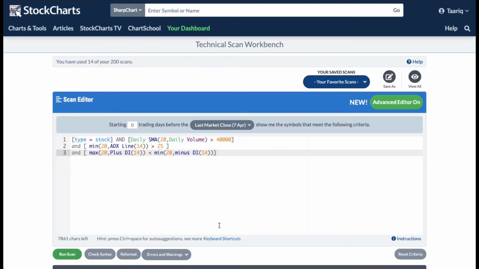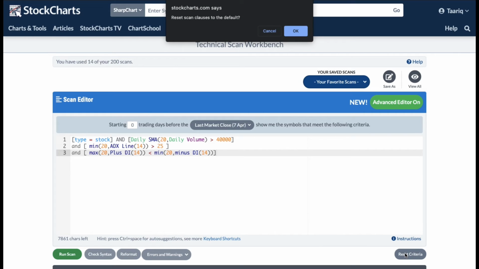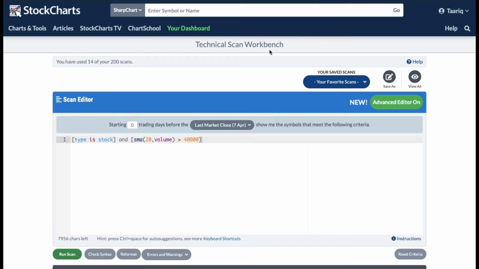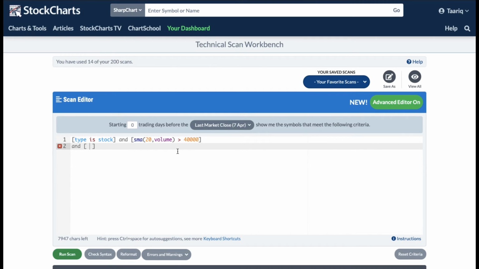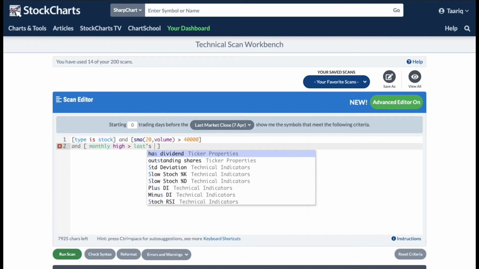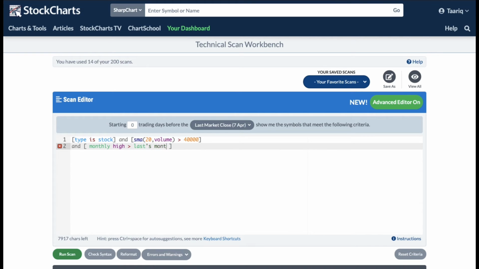Now, the last one, which is a new one that I want to show you all, is looking at the previous month's highs to find trend. So to do that, we're going to look at the monthly high. By default, monthly high is going to be today's month, but we want to see that the monthly high is better than last month's high.